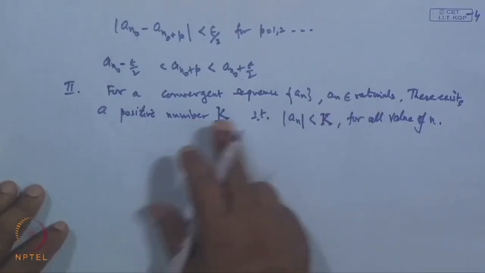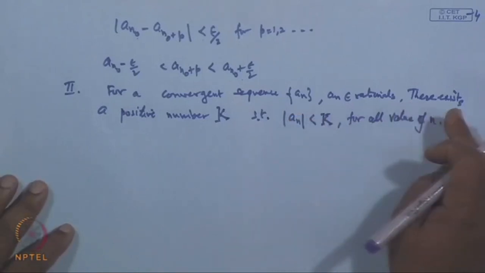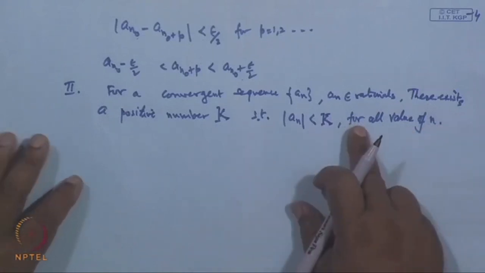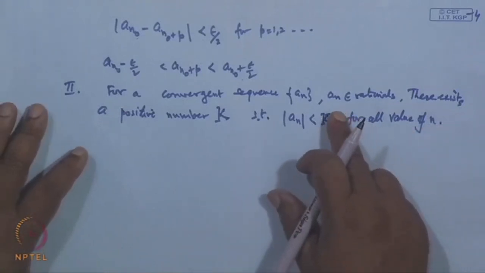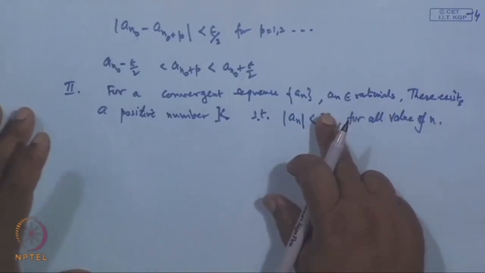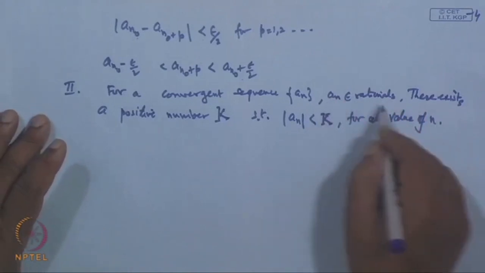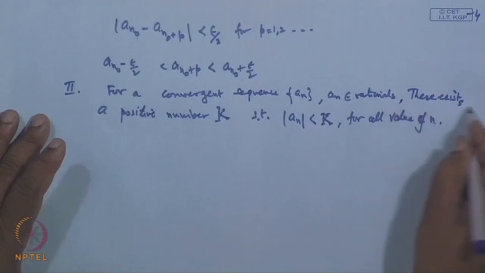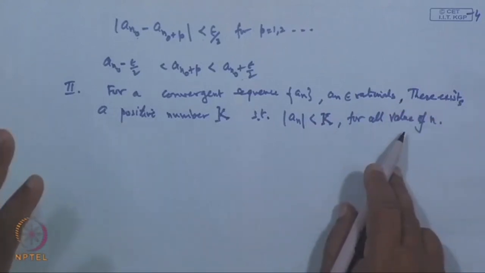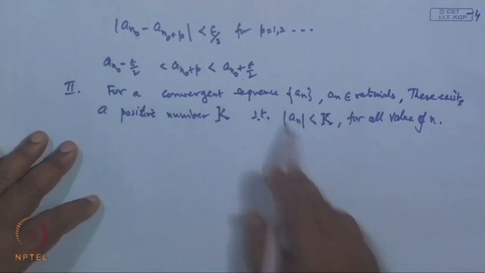So, what it says is that for a convergent sequence a n, where a n are rational, there exists a positive number k such that mod a n is less than or equal to k. So, every convergent sequence is basically a bounded sequence, this is the property of boundedness.